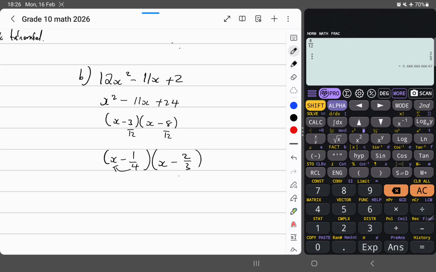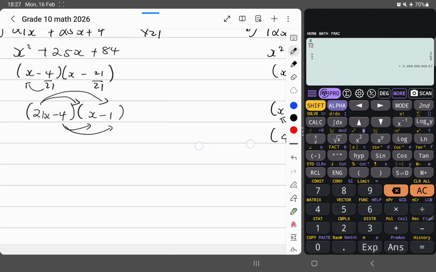The 4 will multiply the x, the 3 will multiply the x. Therefore, I'm going to have 4x minus 1. I'm going to have 3x minus 2. That becomes my answer. Right.